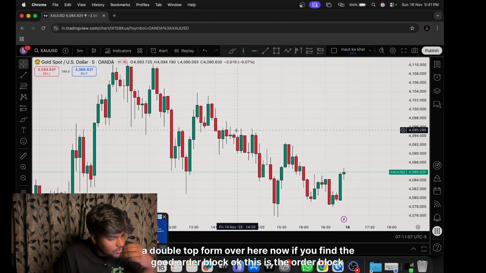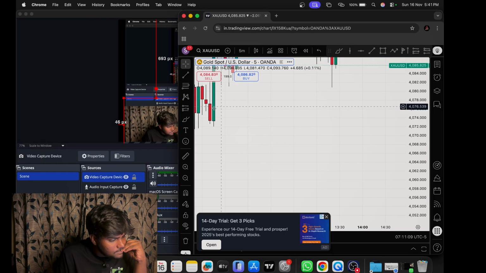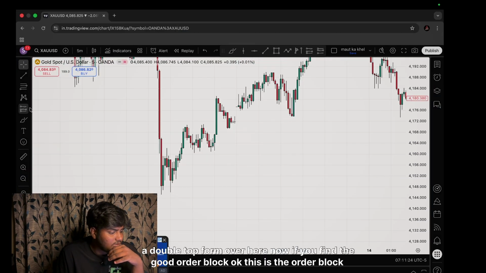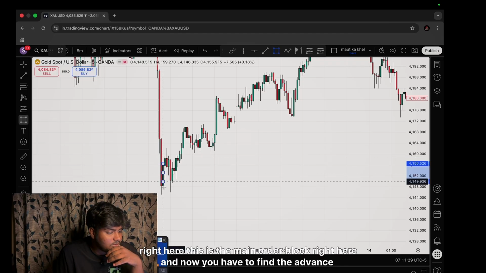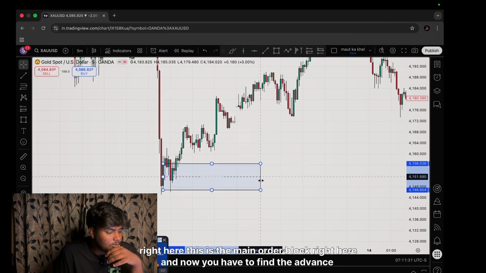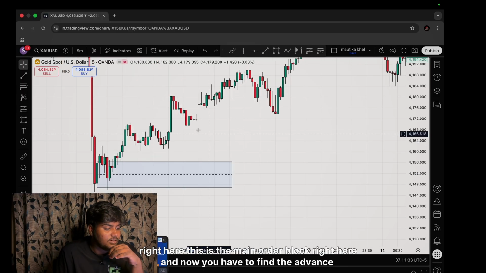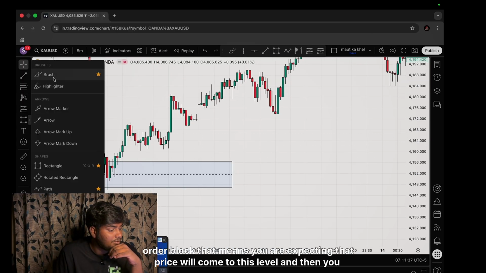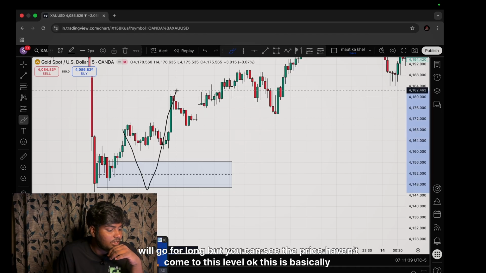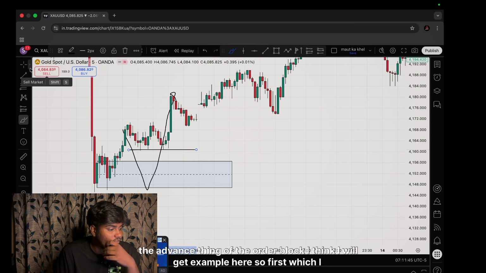Now if we find a good order block, okay, this can be a pretty good example, I think. Yep, this is the order block right here. This is the main order block right here. And now you have to find the advanced order block. That means you are expecting that price will come to this level and then you will go for long, but you can see the price hasn't come to this level. Okay, this is basically the advanced thing of the order block.